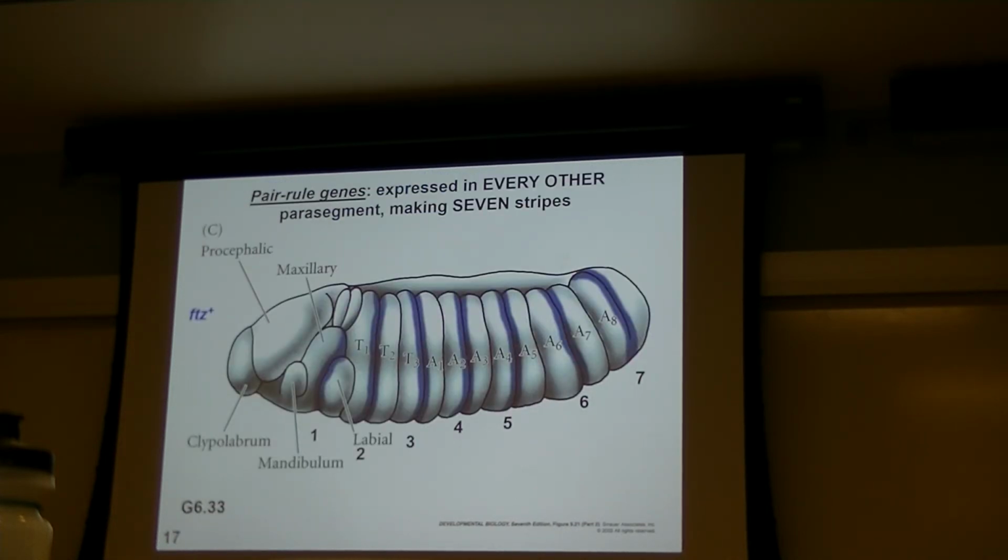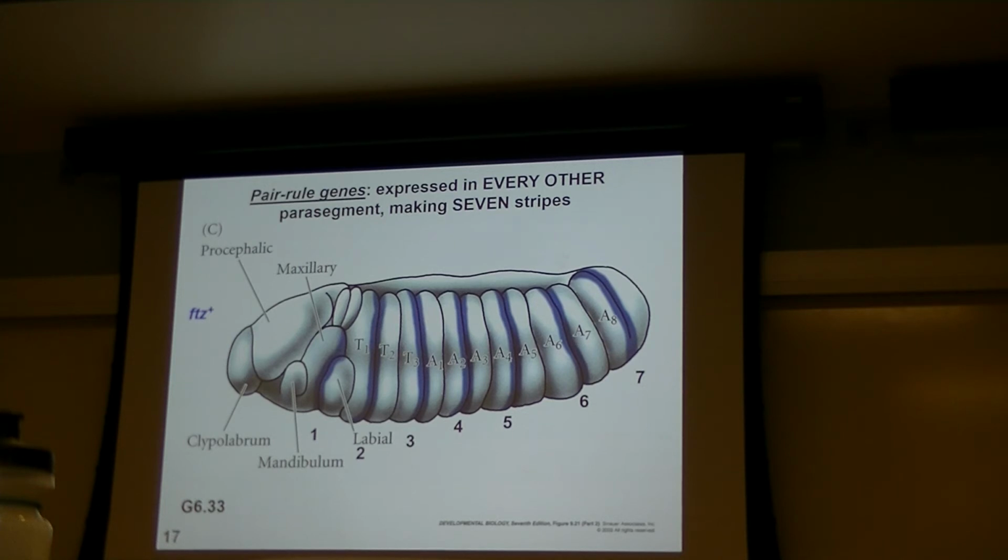So the pair-rule genes. This shows you an actual embryo in blue that might represent where one of the pair-rule genes, Fushi-Tarazu, is being expressed. And these are making the 7 stripes. And the other thing to reemphasize here is that it's not in every single parasegment, it's every other parasegment. Okay, so that'll give you 7 out of 14 or 7 out of 15 parasegments.